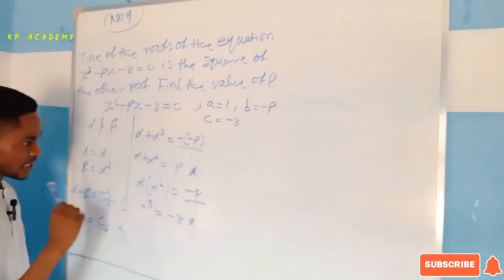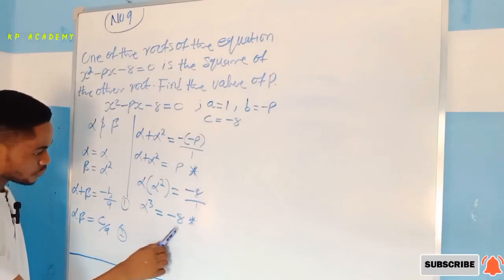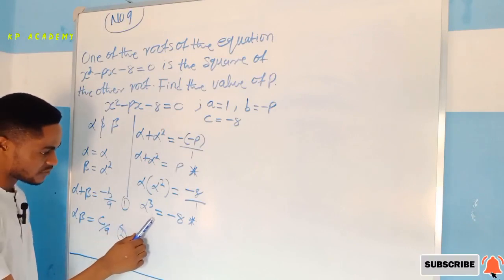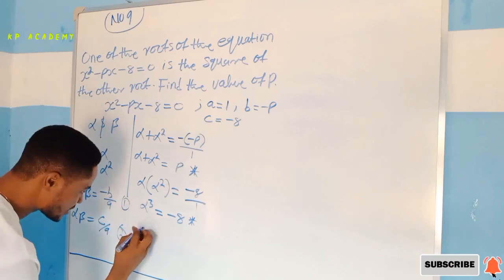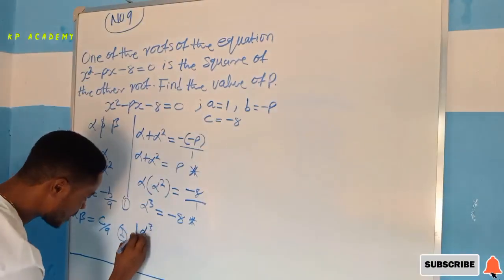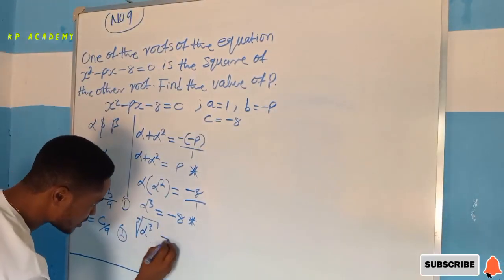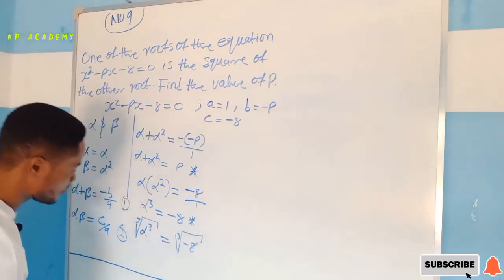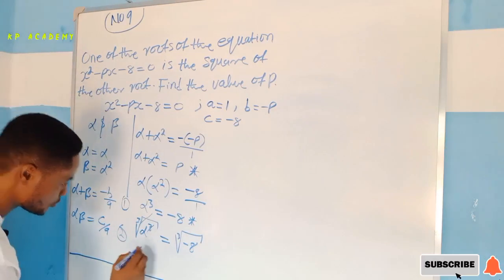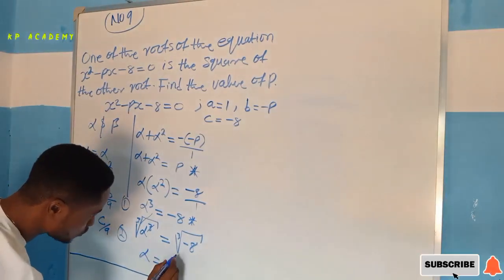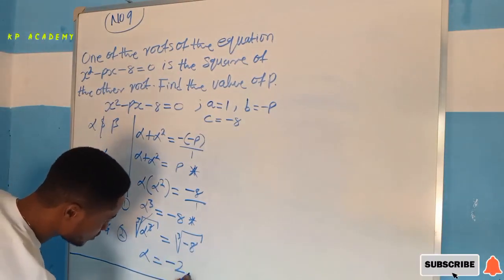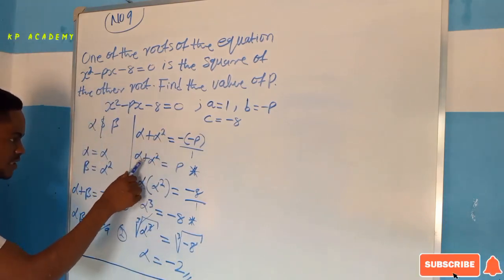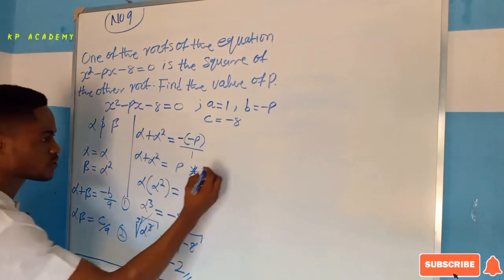What we're going to do now is to take the cube root. Let us make alpha the subject of the formula from here. So alpha cube, taking the cube root, is equal to the cube root of minus 8. Of course, the cube root cancels the cube to give us that alpha is equal to the cube root of minus 8, which is minus 2. Therefore, wherever we see alpha, we should substitute with minus 2.